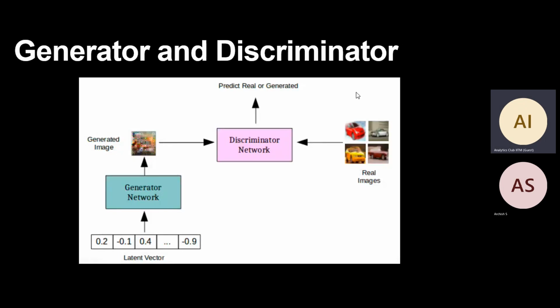The two major parts of GANs are the generator and the discriminator network. The generator takes in some random noise and gives you fake data as its output. The discriminator, on the other hand, tries to classify the data that you give it, whether it is real or fake. So that's the role of the discriminator.